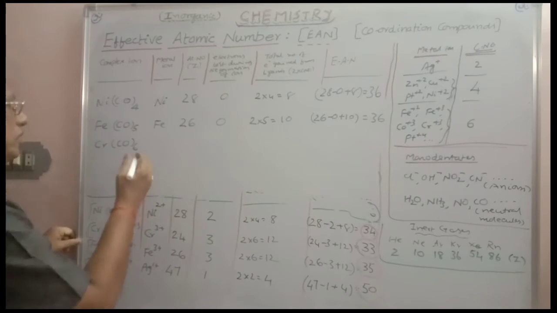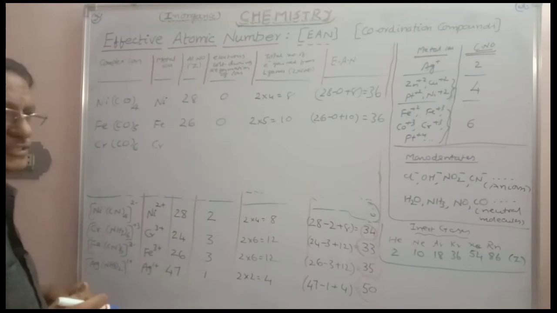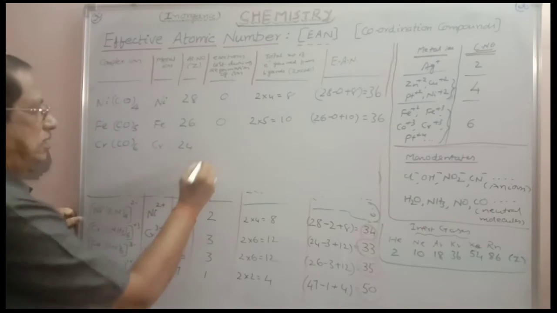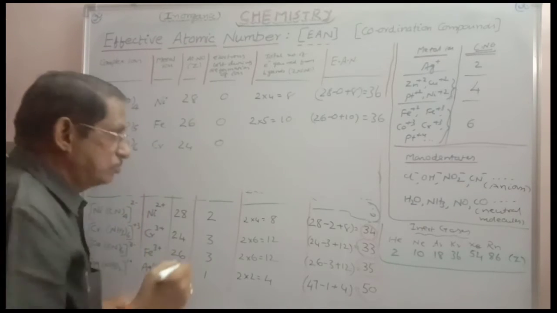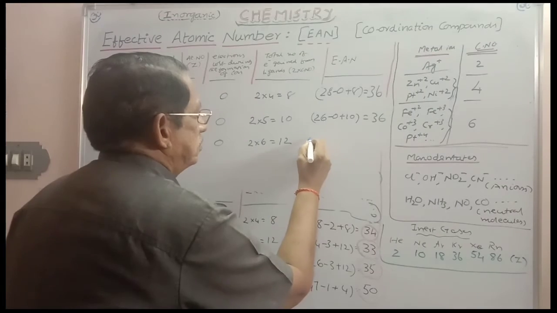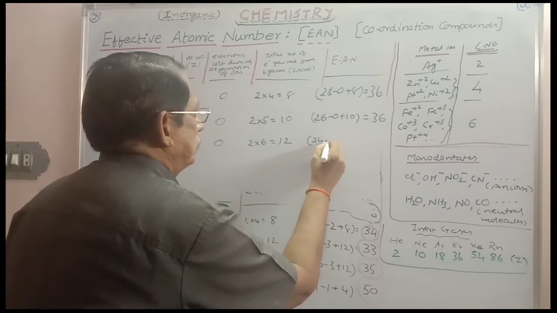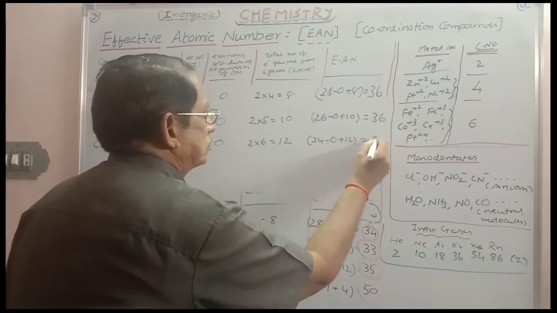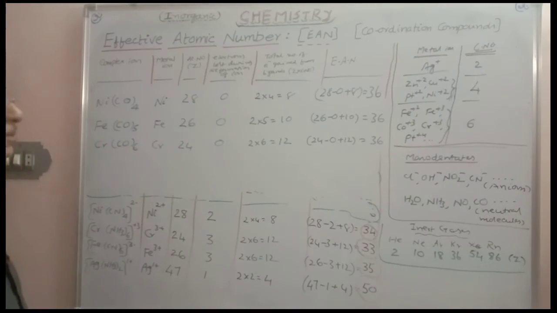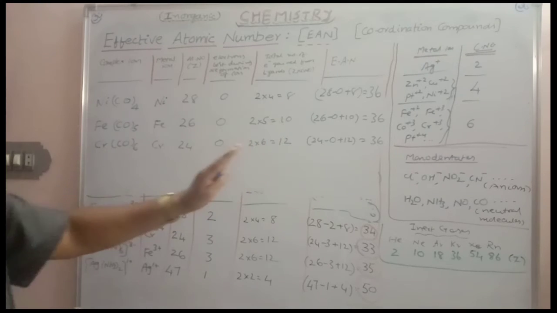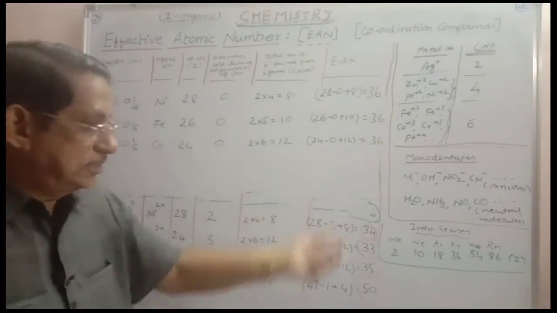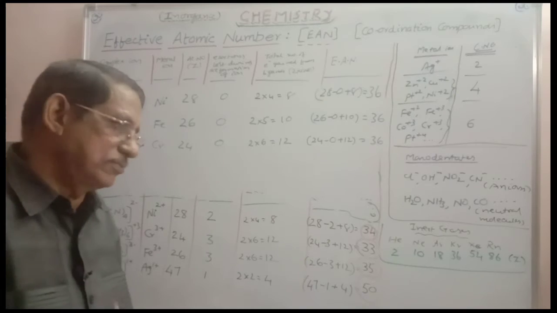Cr(CO)6, chromium here, oxidation number 0 because it is a carbonyl. Atomic number 24, electrons lost 0, number of ligands is equal to 6, 2 into 6 is equal to 12. What is the effective atomic number? 24 minus 0 plus 12 is equal to 36. So these are the carbonyls in which the inert gas configuration is maintained. That is why these carbonyls are quite stable and also more advantageous.